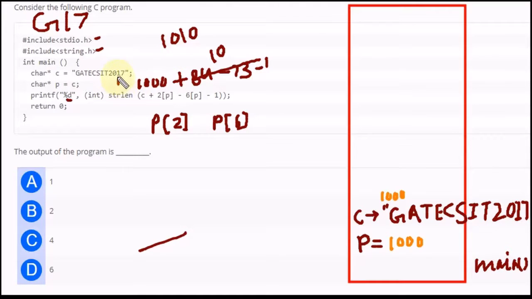Now, from here to here, the string length is 2, and that's why it is typecasted into an integer, and that's why it will print 2. So what will be printed? The output of this program is 2. So this is the answer of it.